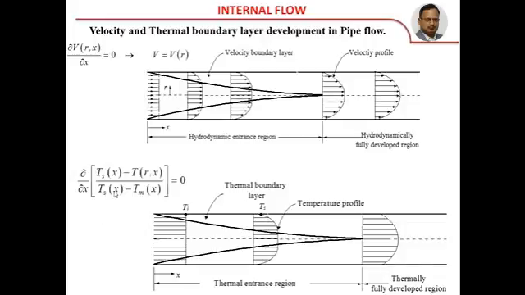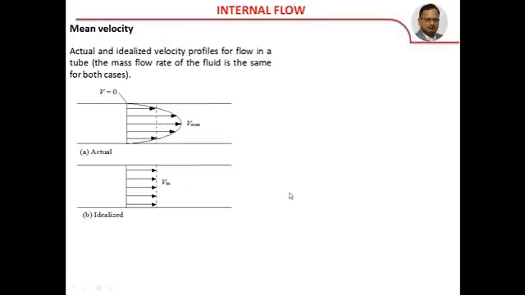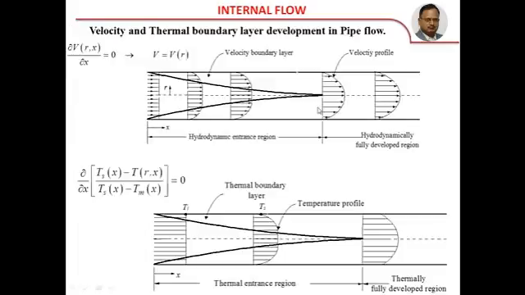And in this case, if you consider the variation of temperature, the surface temperature Ts as a function of x, and the temperature which is a function of both radius and x initially, and this is Ts and T mean, the derivative of this will become 0 because it will not change, it always remains the same in the fully developed region.